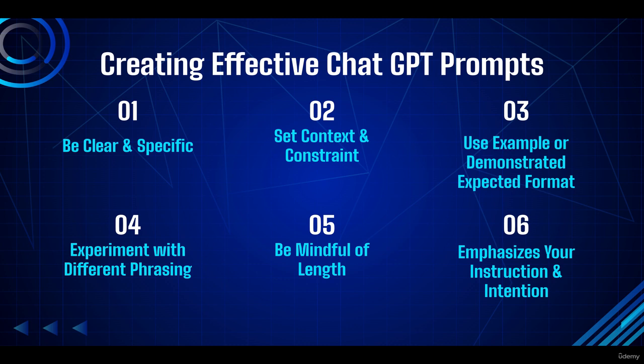So the first one here, you need to be very clear and specific. You need to create your prompts that provide clear instructions or ask specific questions to guide the model's response. Clearly define the desired outcome or the information that you are seeking to obtain to elicit more accurate and targeted responses. Alright, always remember when you're communicating with ChatGPT, it is very crucial to make sure that ChatGPT understands what you want and what you need. Alright, so let's move on to the second one here.